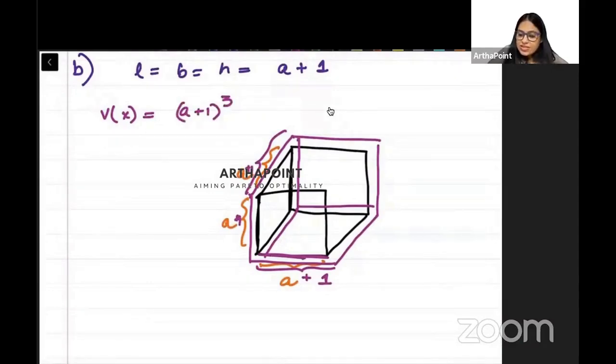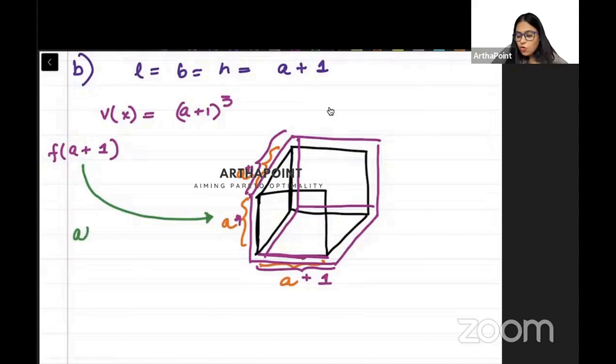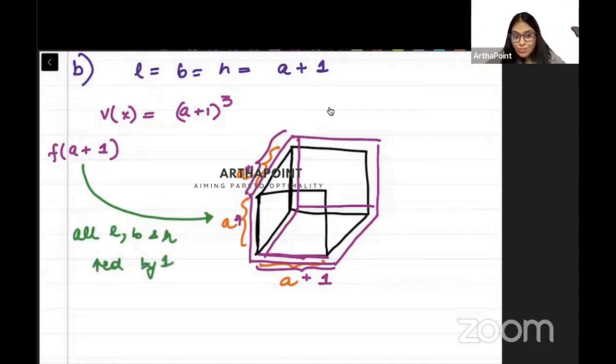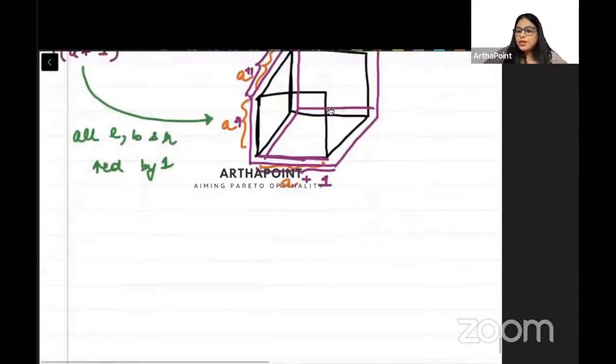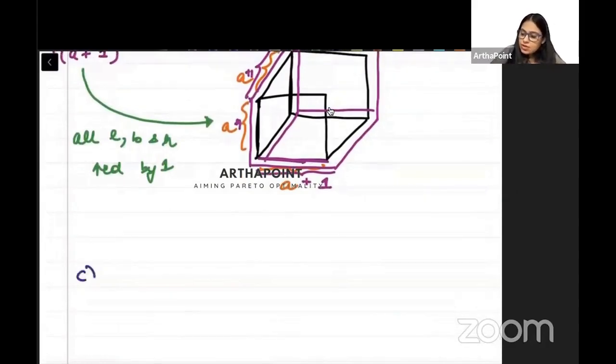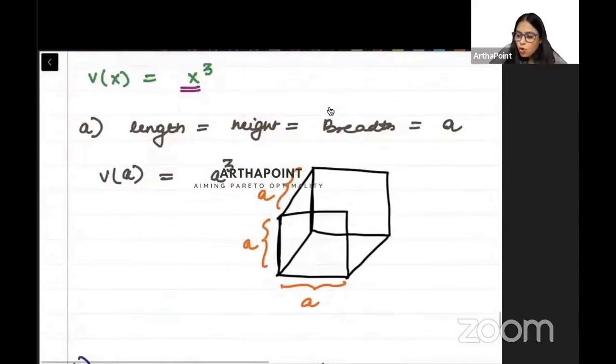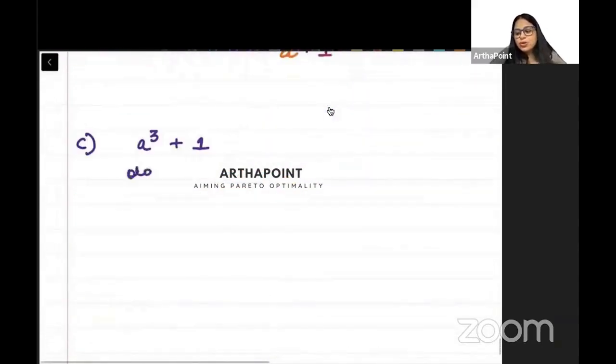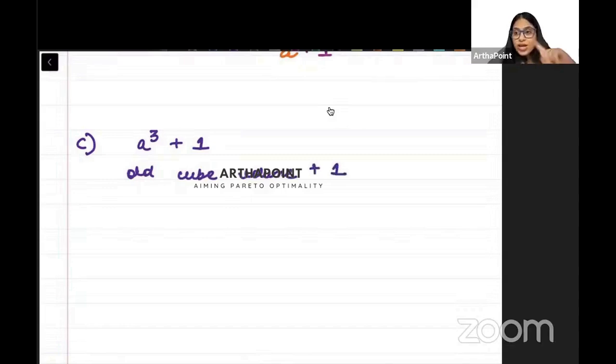So when we are saying कि x की जगह हमने a plus 1 डाला, this means that all length, breadth and height have increased by 1. I am talking about a bigger cube. मेरा cube ही बढ़ गया है. But point number 3 beta. Suppose I ask you what is a cube plus 1. माने of the old cube, जो भी old cube का volume आया था, I am just adding 1 to it. Old cube volume plus 1. So both are not same thing.